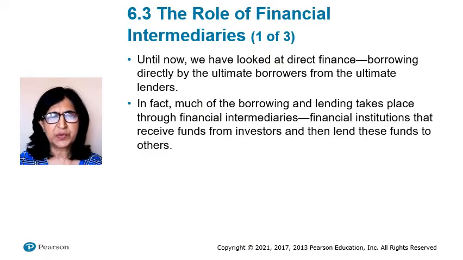Section 6.3, the role of financial intermediaries. Until now, we have looked at direct finance, borrowing directly by the ultimate borrowers from the ultimate lenders. In fact, much of the borrowing and lending takes place through financial intermediaries, financial institutions that receive funds from investors and then lend these funds to others. Among these institutions are banks, but also increasingly non-banks such as mortgage companies, money market funds, and hedge funds.